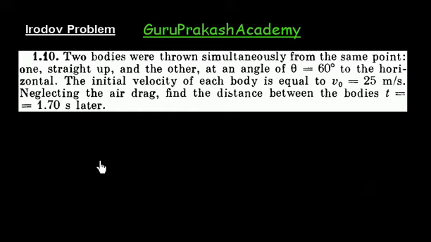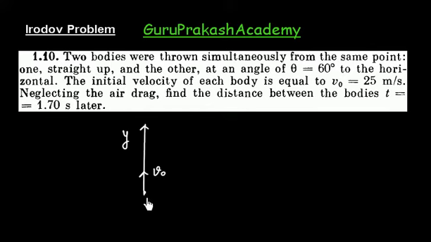So the question says we have two objects that are thrown from the same point. One is thrown straight vertically up. Let us say this is the point from where the objects are thrown. One of the objects is thrown vertically up. Let us say this is my y-axis. So one of the objects is thrown along the y-axis with velocity v0, that is given.